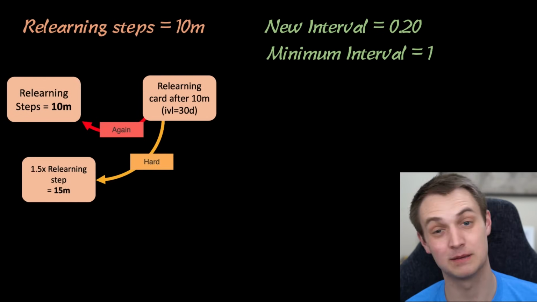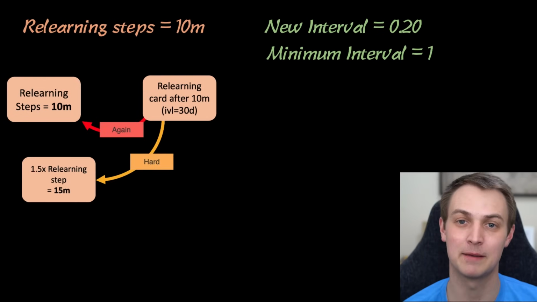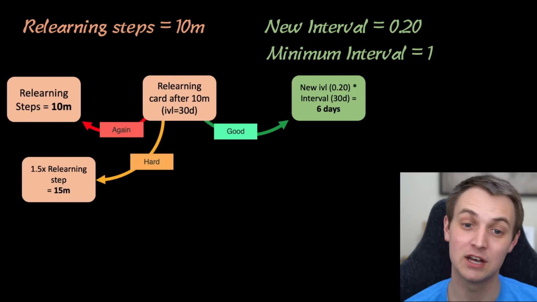If you hit hard, it ends up being about 1.5 times the relearning steps. Again, it keeps it in that learning phase, doesn't do anything with it yet. If you hit good, now we're going to go to the new interval, which actually by default is 0.